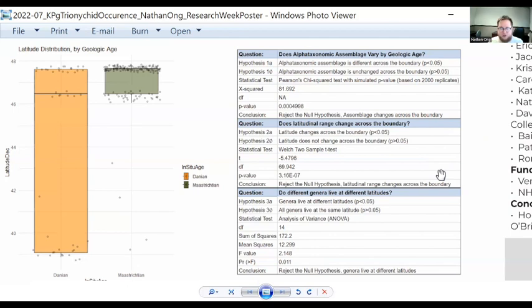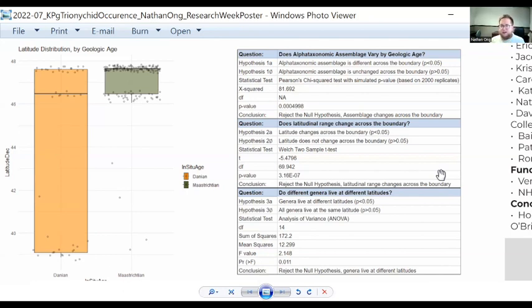And we did a Welch two-sample t-test, and I was able to get a statistically significant result, which means that we can reject the null hypothesis once again, and the latitudinal range does change across the boundary to a statistically significant result. And that's whether you are looking at all the formations or just Hell Creek and Tulloch. Cool? Okay. And then finally, do different genera live at different latitudes?